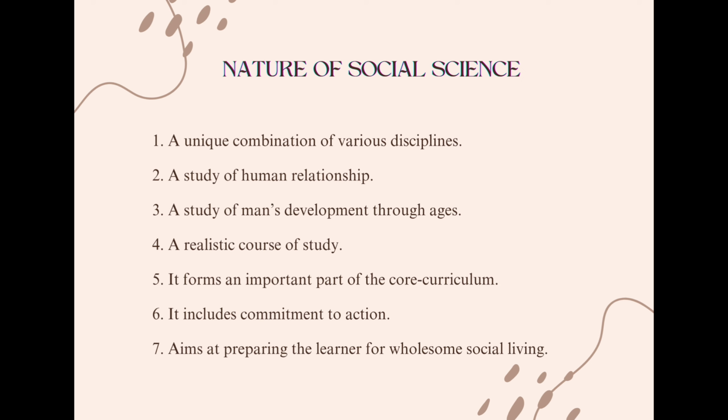Okay, now we can move to the fifth point. Social science forms an important part of the core curriculum. Okay, let me explain this. Social science is a compulsory subject in schools because it's something every student needs, no matter what career they choose. Social science helps us to understand the world we live in, how to be an informed citizen, and how to make better decisions for ourselves and our communities.